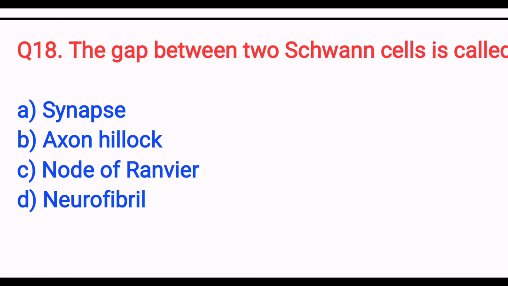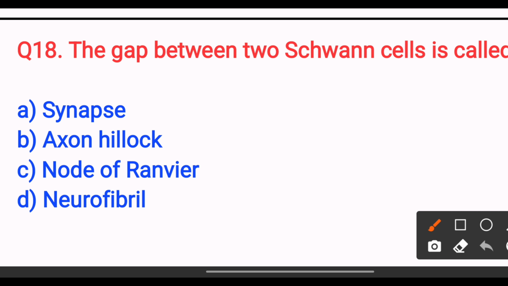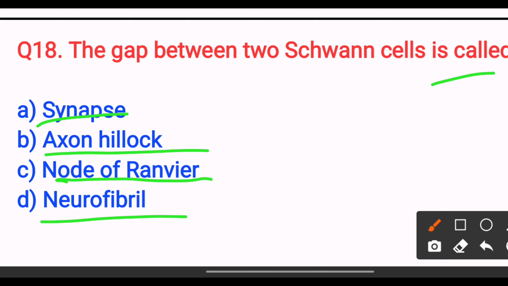Next, the gap between two Schwann cells is called option A, synapse. Option B, axon hillock. Option C, node of Ranvier. Option D, neurofibril. The answer is option C, node of Ranvier. Nodes of Ranvier allow the saltatory conduction of nerve impulses.